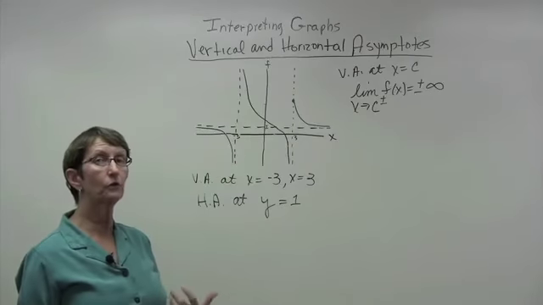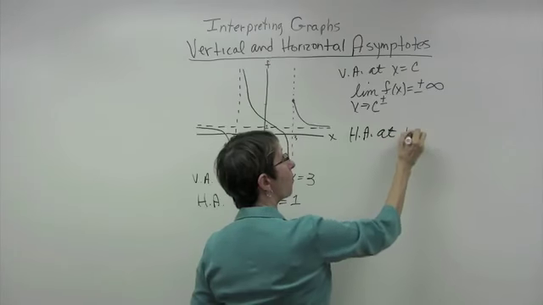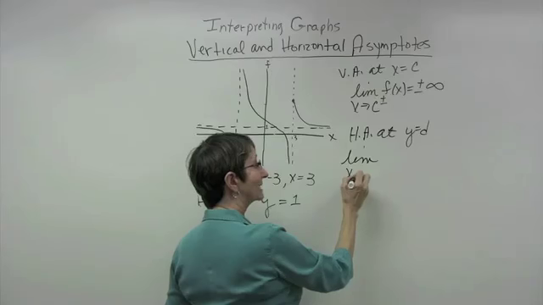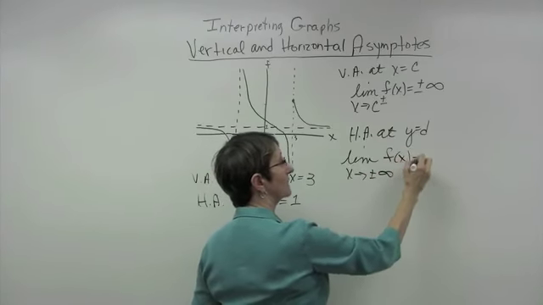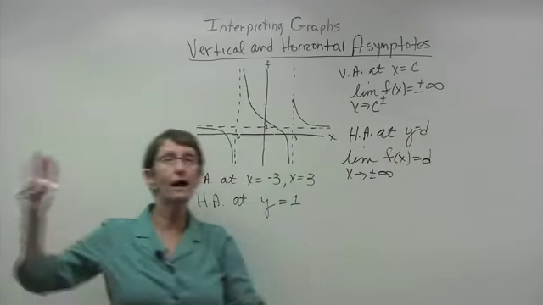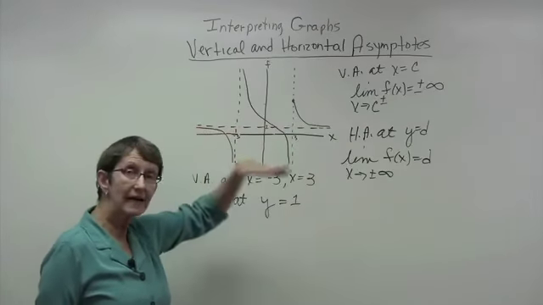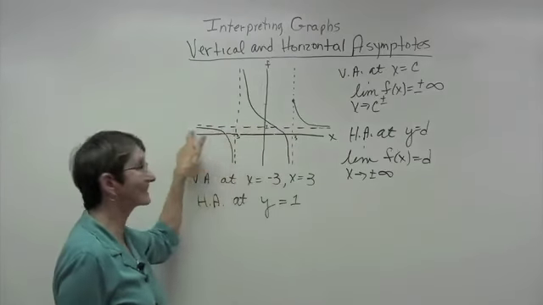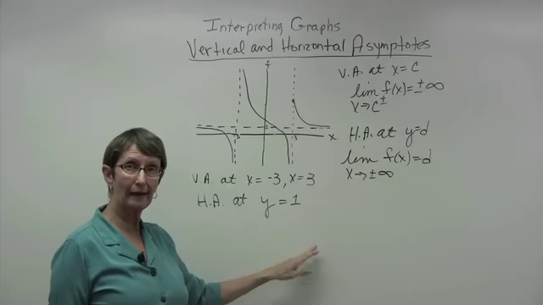So think of the definition for horizontal asymptote. Horizontal asymptote at y equal to d says that the limit as x approaches plus or minus infinity of the function is equal to d. The function values as you go from one end of the graph to the other end, either one side or the other or both, levels off at a y number. And this levels off on both ends at y equal to 1. So we do have a horizontal asymptote at y equal to 1.